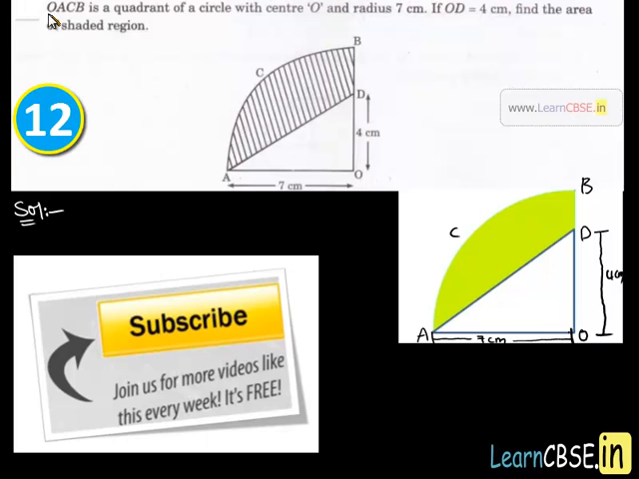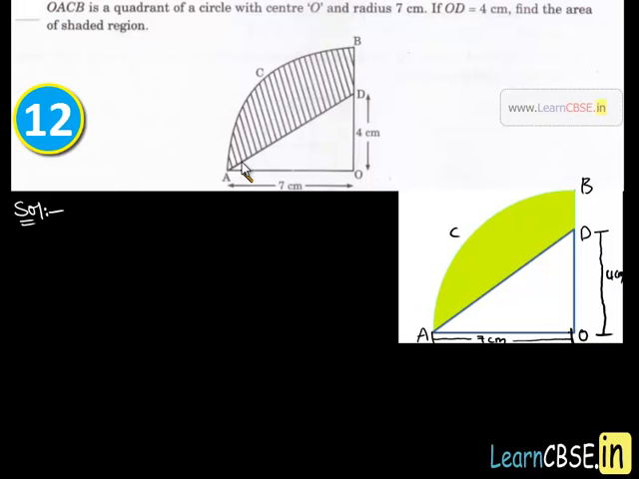Let's move to the next question. In this question, OACB is a quadrant of a circle with center O and radius 7 centimeters. If OD is 4 centimeters, then we have to find out the area of this shaded region. Let's work out the problem.